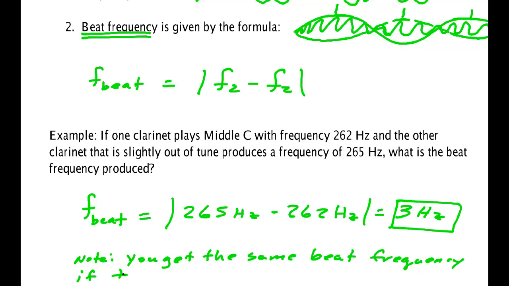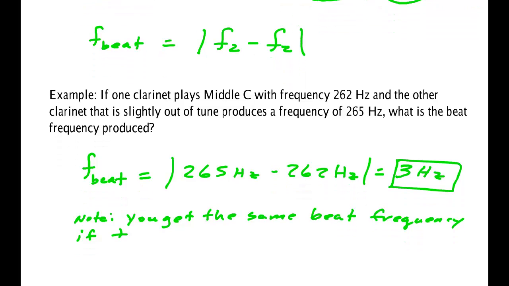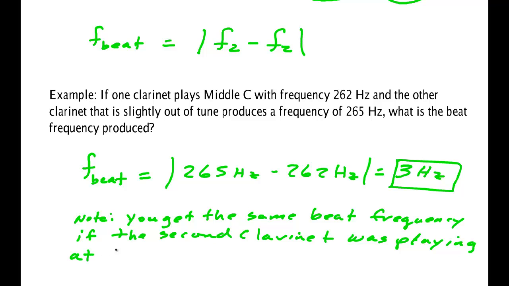If the second clarinet wasn't playing 3 Hertz higher, but was playing 3 Hertz lower at 259 Hertz, it's just the difference between the two frequencies. If the frequencies are exactly the same, the frequency of the beat is 0 Hertz, and you don't get the beat. If they're really very, very far apart, then you can get a very fast beat.